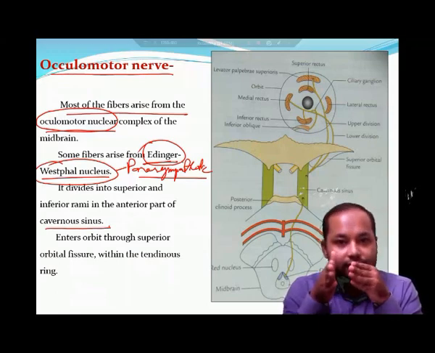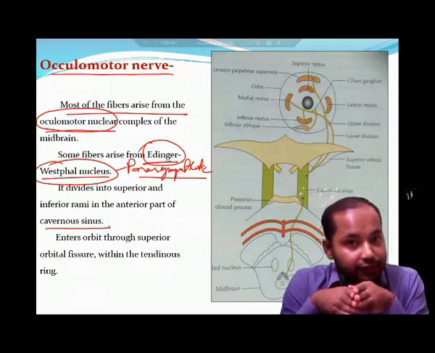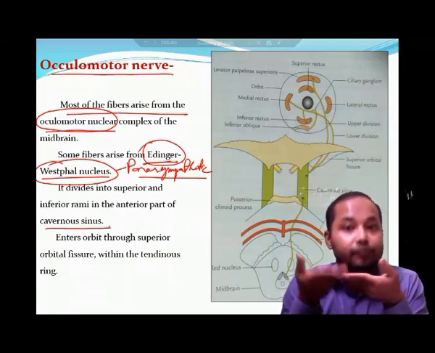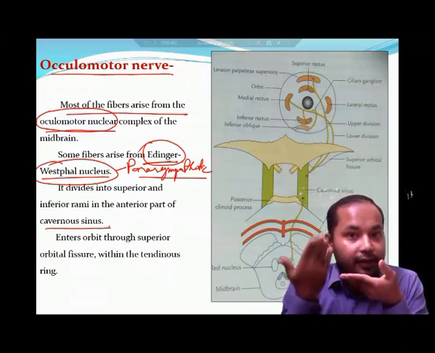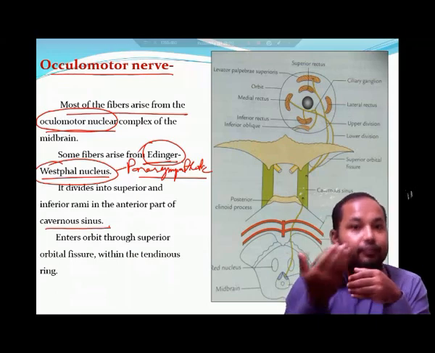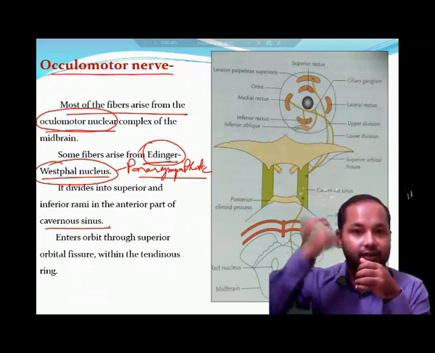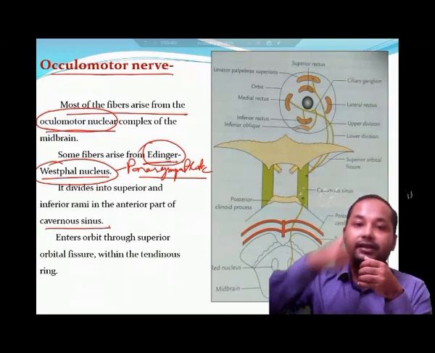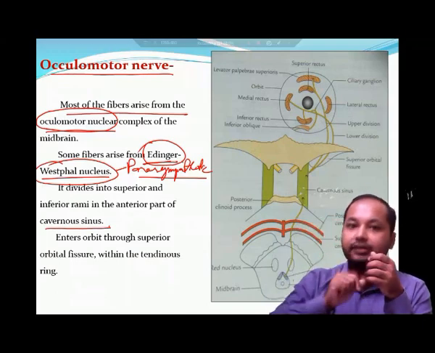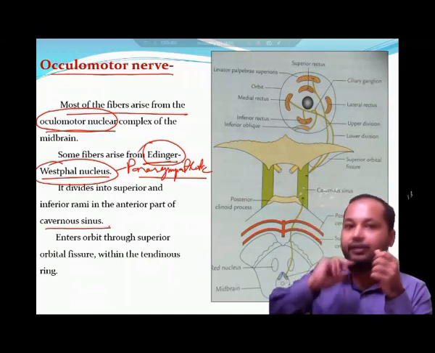But the structures, when it is just emerging, it is very near to the posterior cerebral artery, because the brainstem is in the posterior part of the cerebrum, so the posterior cerebral artery and the superior cerebellar artery. The cerebellar arteries are two: superior cerebellar artery and inferior cerebellar artery.